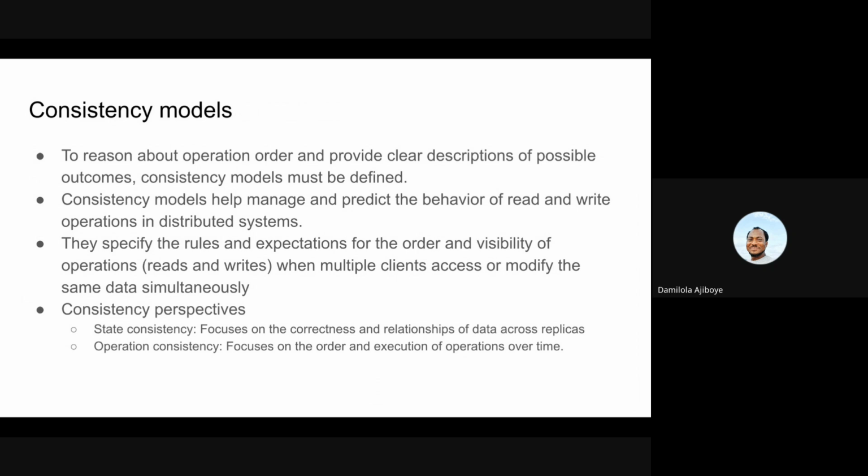It's how do we define the order and the visibility of read and write operations when we have multiple clients performing these operations simultaneously. There are two perspectives you can look at consistency: one is state and one is operation. State focuses on the correctness of the data and the relationships of the data across the replicas. So it's kind of like the end state, right? And operation looks at the order and the execution of the operations themselves. So we have operations like read and write, and the final states that those operations lead to. You will see consistency models that look at these things from this perspective: some look at the state, and some look at the operations.